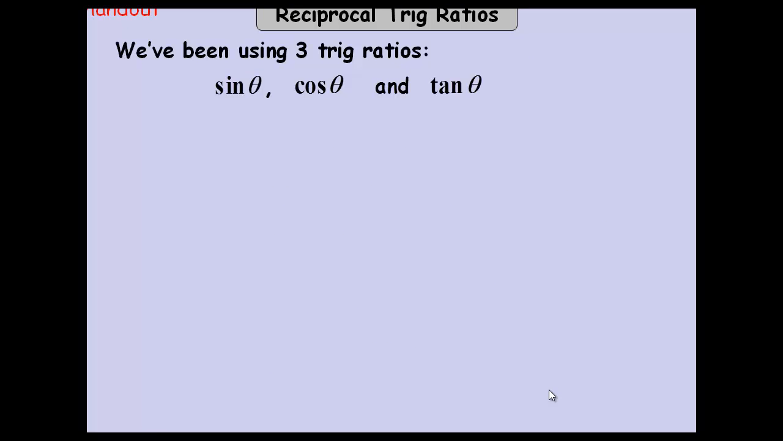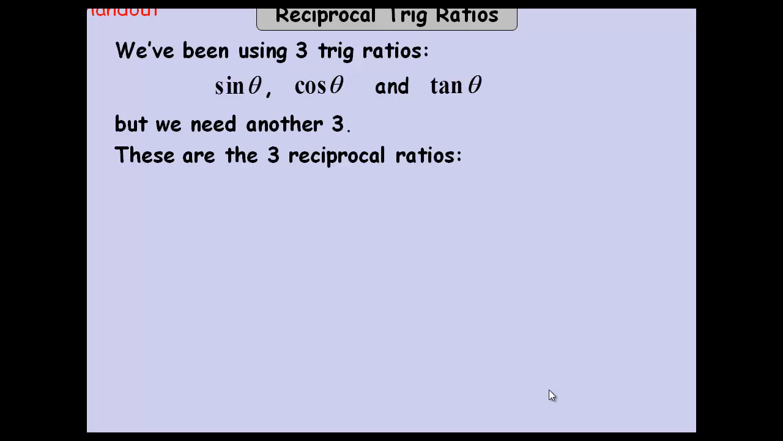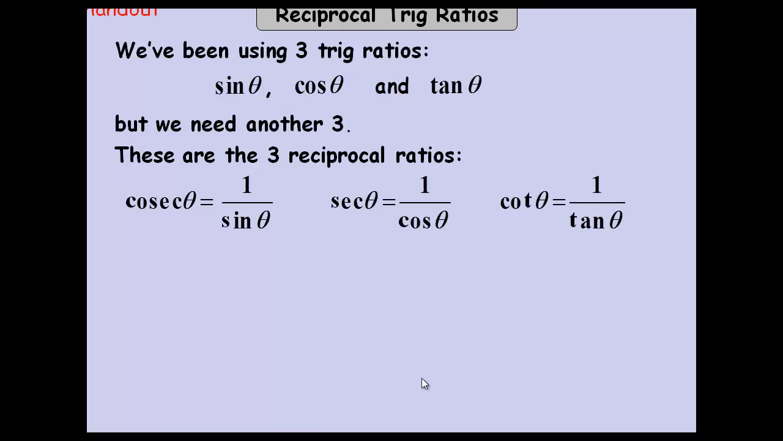So far the three trig ratios we've used are sine, cos and tan. But we're now going to meet another three of these, which are cosec, which is 1 over sine, sec, which is 1 over cos, and cotangent or cot, which is 1 over tan.